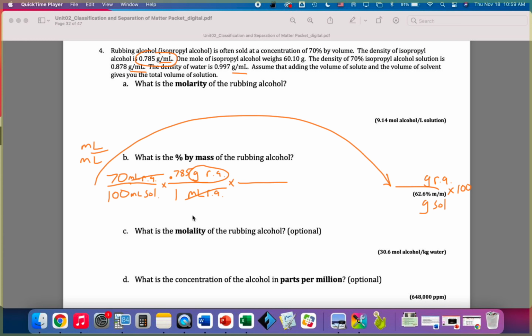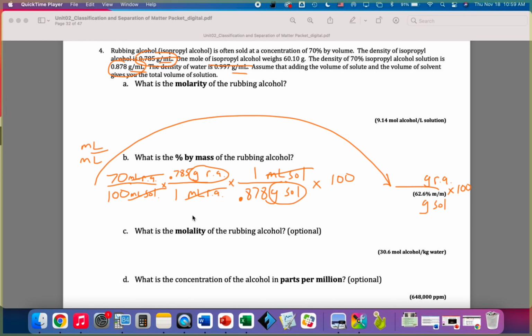This time we want to cancel milliliters of solution and go to grams of solution. Well, which one of these densities applies to that? We already used the 0.785. 0.997 is the density of water. My label tells me that the solution density is 0.878. And because that's grams, that goes on the bottom. 0.878 grams per milliliter. Milliliters of solution is gone. So I've got grams on top, I've got grams on the bottom. That's a fraction. How do you turn a fraction into a percent? You multiply by 100. So we're ready to estimate now.